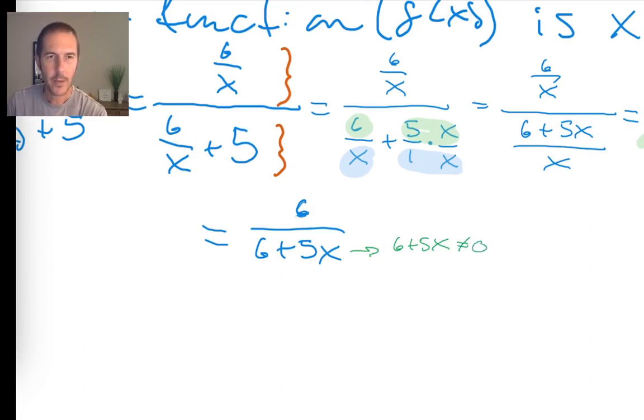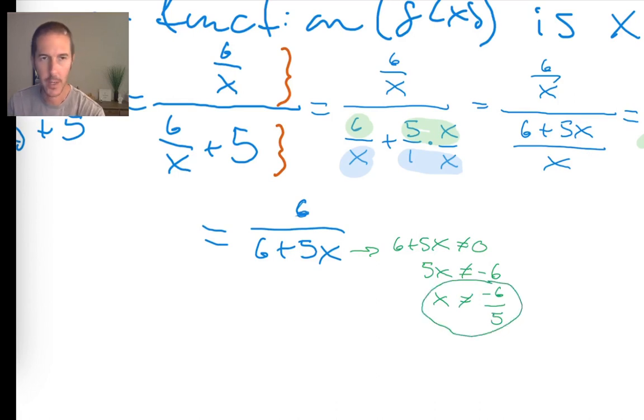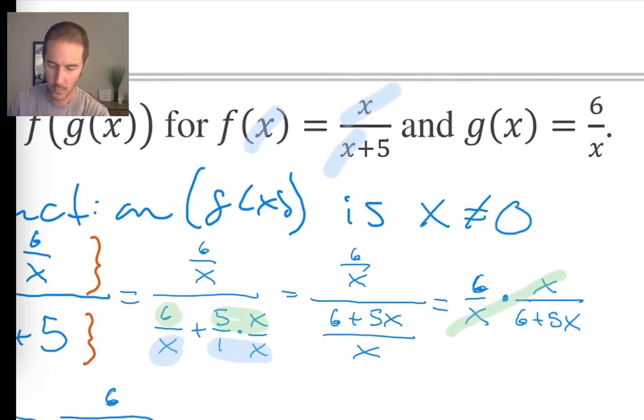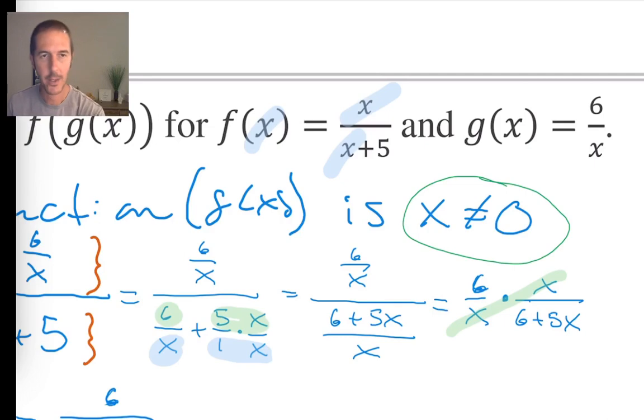To do that, I think I will subtract 6 from both sides. So we see that 5x does not want to equal negative 6. And then if we divide both sides by 5, we see that x does not want to equal negative 6/5. So here's one restriction on our domain. Actually, that's the second restriction on our domain. The first restriction said that we wanted for x to not equal 0.